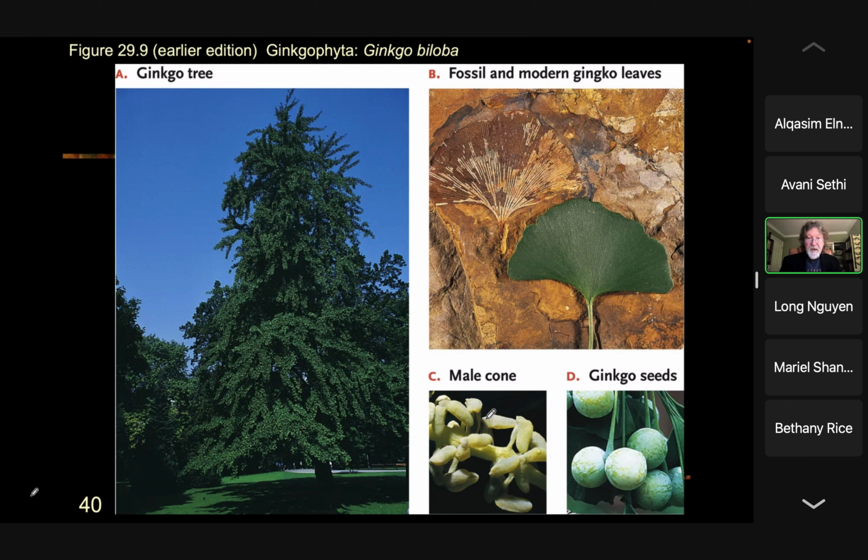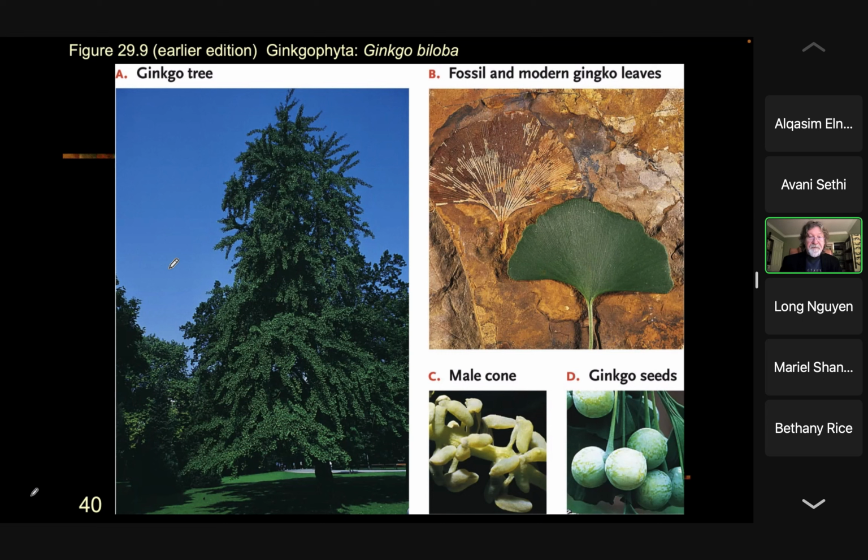Okay, this is a male cone, female cone. Okay, actually, those are seeds that will develop from the cone. Now, this is the leaf of a modern ginkgo tree. Ginkgos were thought to be extinct. We had fossils of them. The leaves are quite distinct like this.